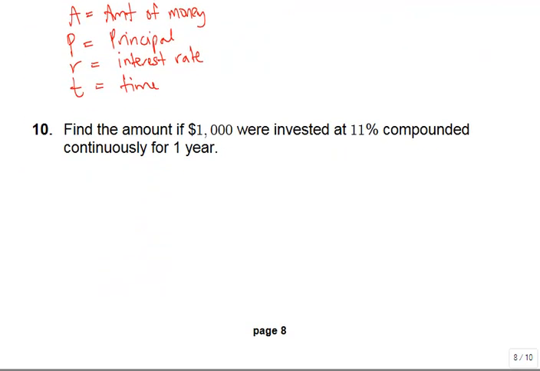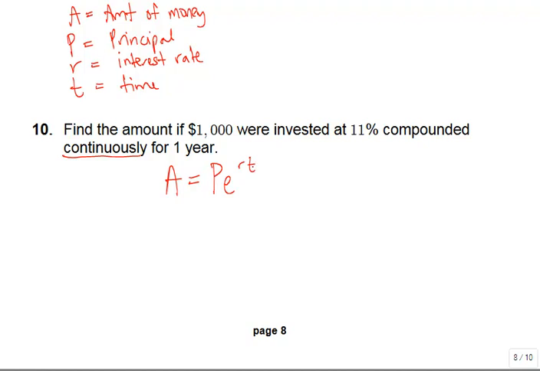So for example, find the amount of money if $1,000 was invested at 11% compounded continuously for 1 year. So it doesn't tell me a specific number of compounds that I'm supposed to use. It has that word continuously. So that's how I know that I'm supposed to use PERT.